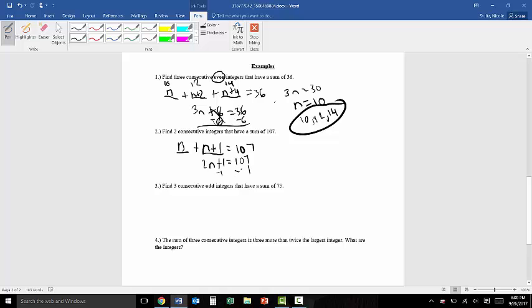Subtract 1 on both sides, and you have 2n equals 106. So your number is going to be 53, and the next number after that will be 54.